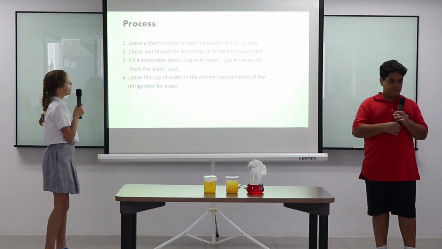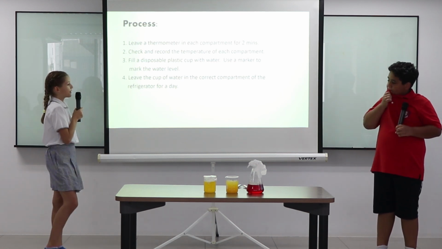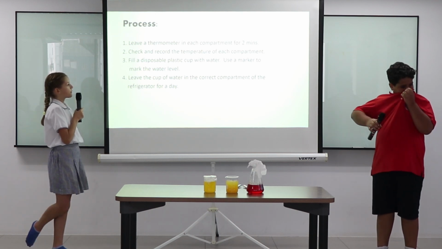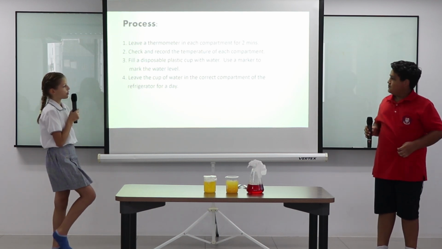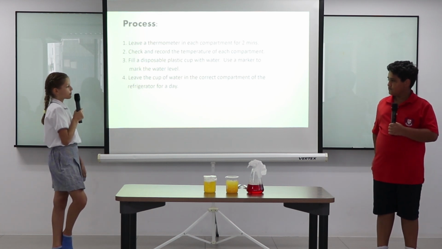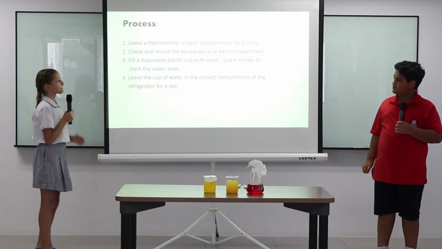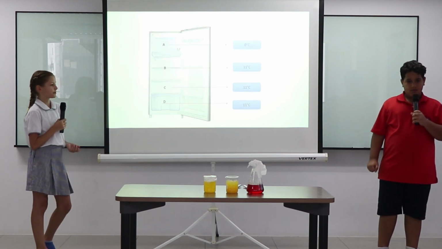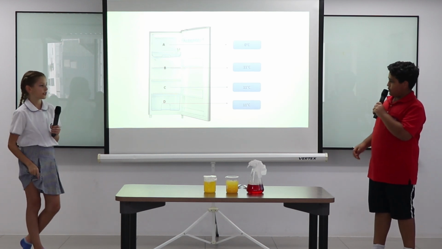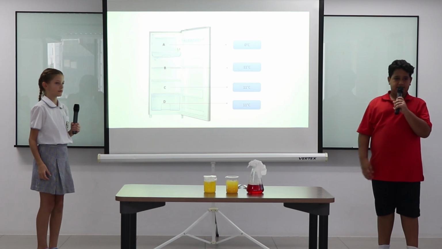Progress. Number 1, leave it to monitor in each compartment for 2 minutes. Number 2, check and record the temperature of each compartment. Number 3, fill a disposable plastic cup with water. Use a marker to mark the water level. Number 4, leave the cup of water in the correct compartment in the refrigerator for a day. Compartment A, 0 degrees. Compartment B, C, D, 11 degrees.